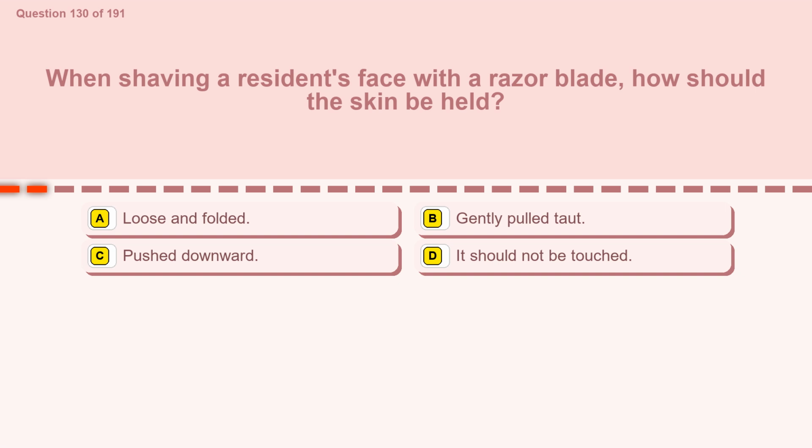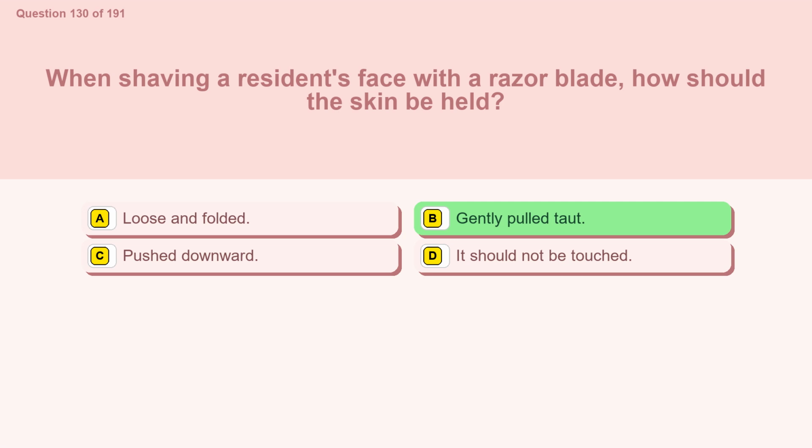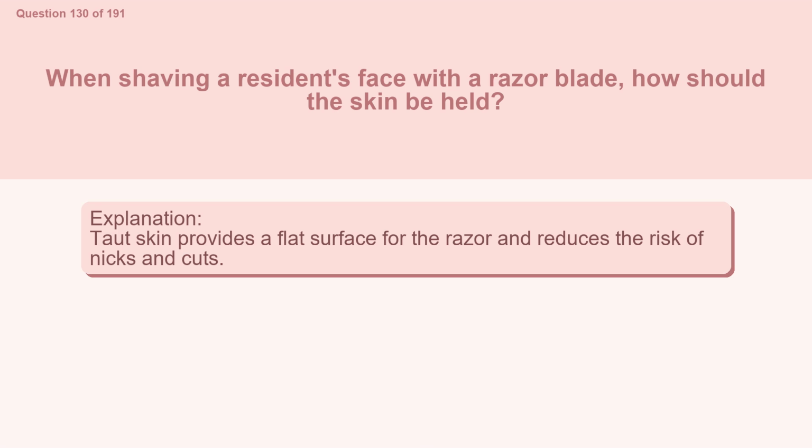Question 130. When shaving a resident's face with a razor blade, how should the skin be held? Option A, loose and folded. Option B, gently pulled taut. Option C, pushed downward. Option D, it should not be touched. The correct answer is option B, gently pulled taut. Taut skin provides a flat surface for the razor and reduces the risk of nicks and cuts.